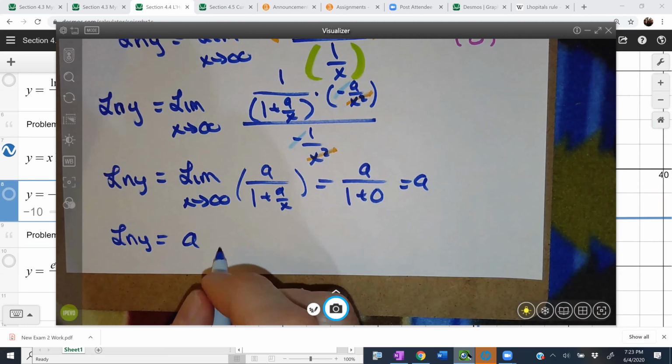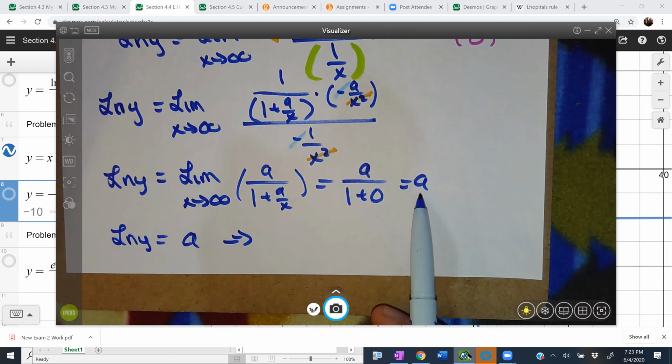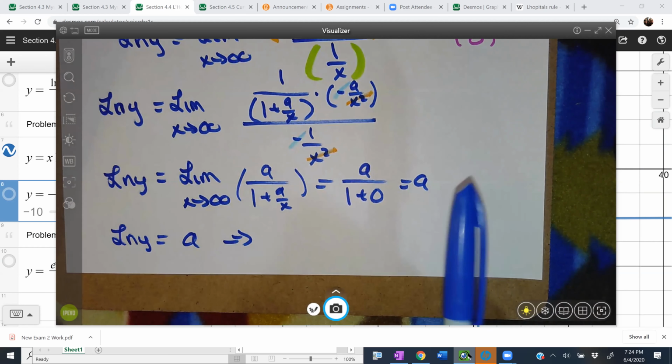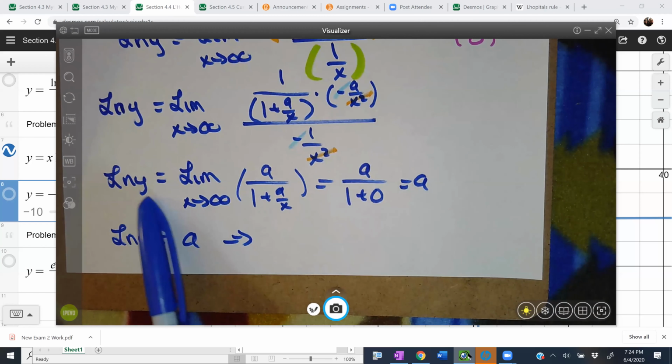You see one problem though. The limit is a, that's right, that's great. There is one tiny little glitch though. a is the limit of the log of all this. a is the limit of the log of y. If I wanted to actually find y, the limit, how would I get y by itself? What would I have to do?